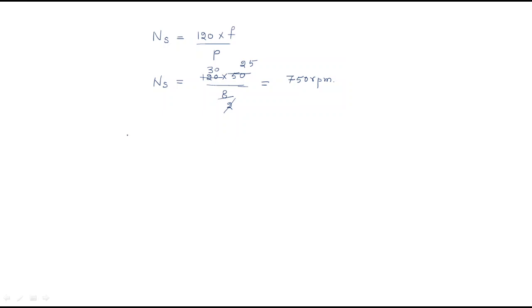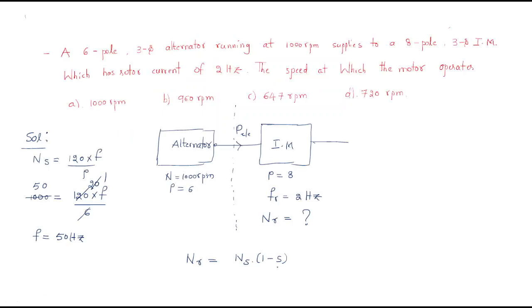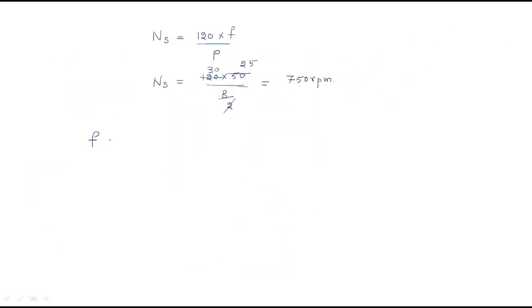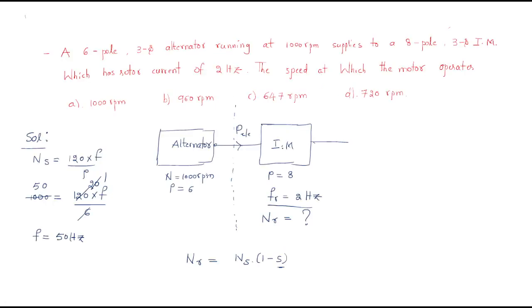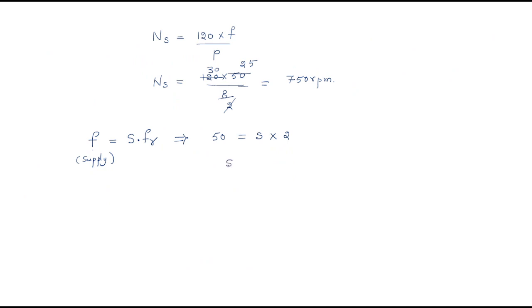Now we don't know the slip value. Actually, we don't know the slip value also. But he mentioned the rotor frequency. So we know the relation between the stator frequency and the rotor frequency. Stator frequency means the supply frequency. fr means the rotor frequency. So we know the supply frequency is 50 Hz, and 50 Hz equal to s times, we don't know the slip value, and we know the rotor frequency, that is he mentioned 2 Hz. From this we can find out the slip. Slip equals 2 by 50. So by doing this we can get 0.04, this is the slip value.